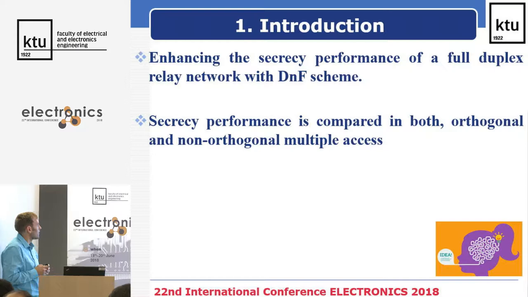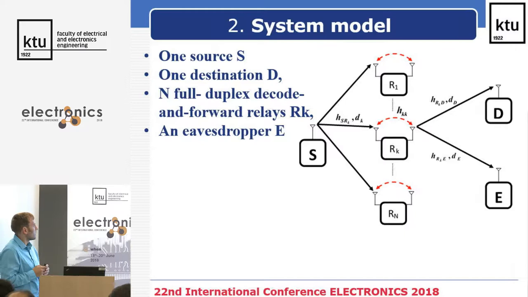Now I would like to present our model. As you can see in the figure, there is one source, one destination, and one eavesdropper. We can use several relays in our schemes. Source, destination, and eavesdroppers have only one antenna, but relays have two antennas, for receiving the signal and of course for retransmitting the signal.